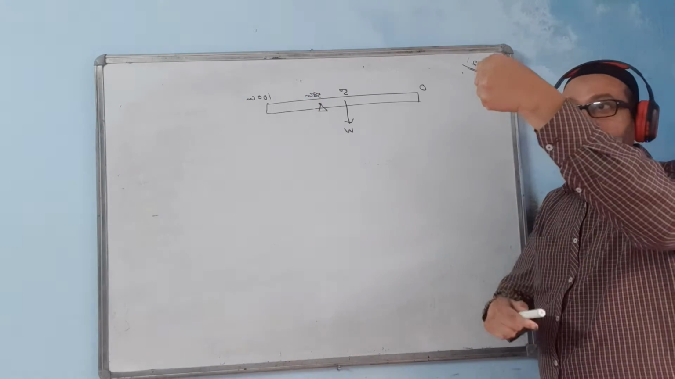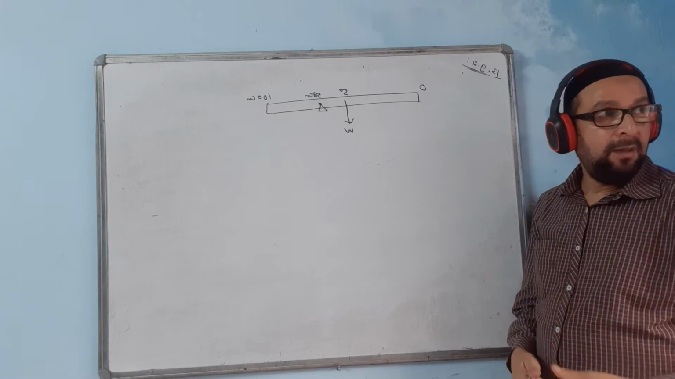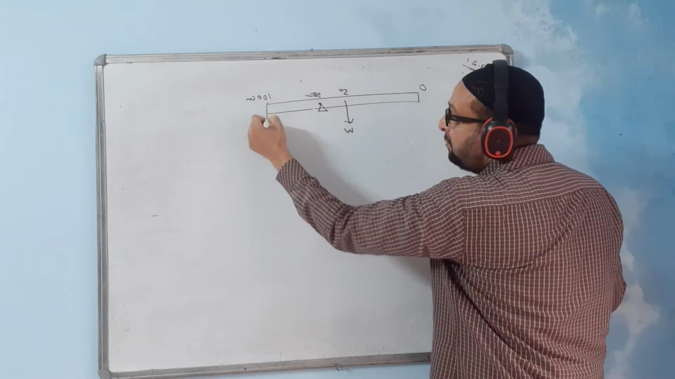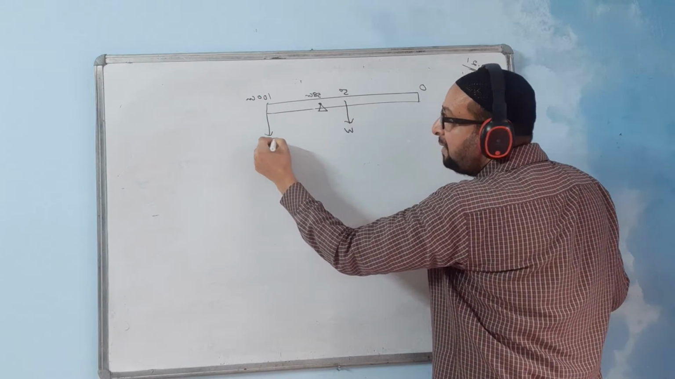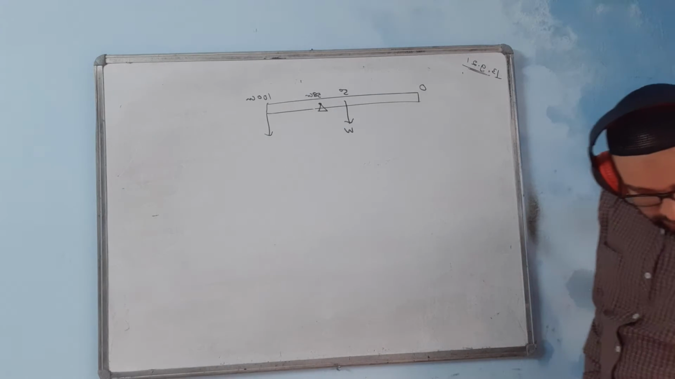Like in a physical balance, one weight is here, one weight is here, then you balance. So to balance this, you must keep it somewhere on this side. What is the value of the weight given which you are keeping to balance? How much weight are you keeping?